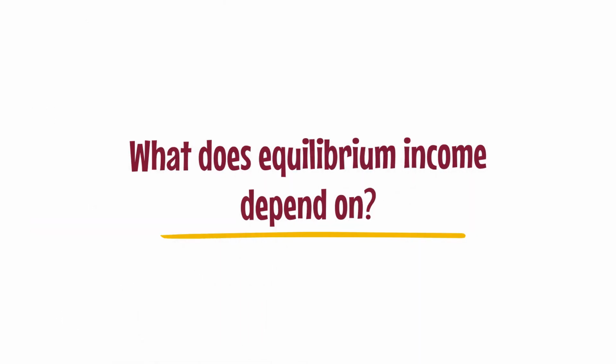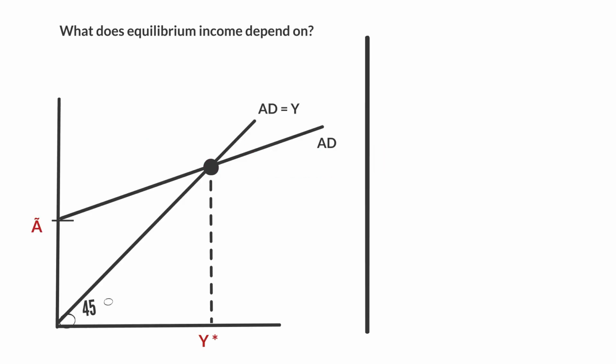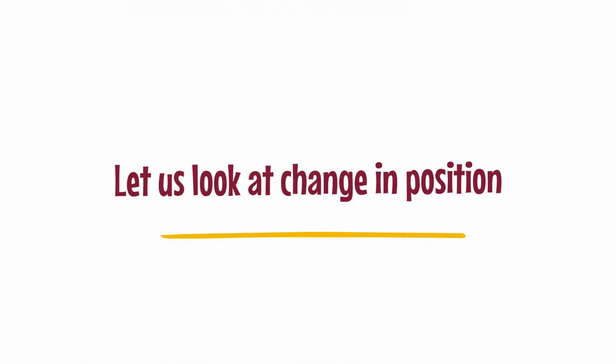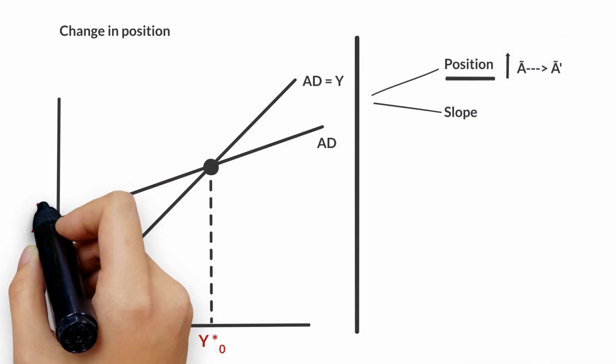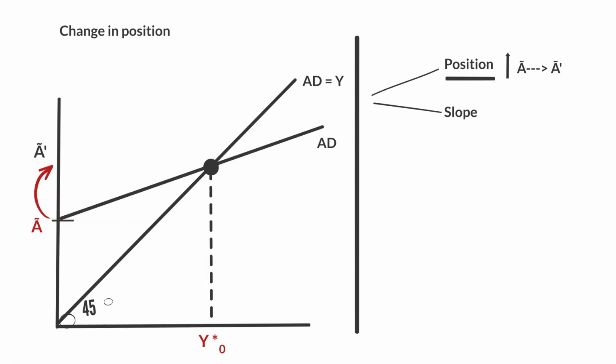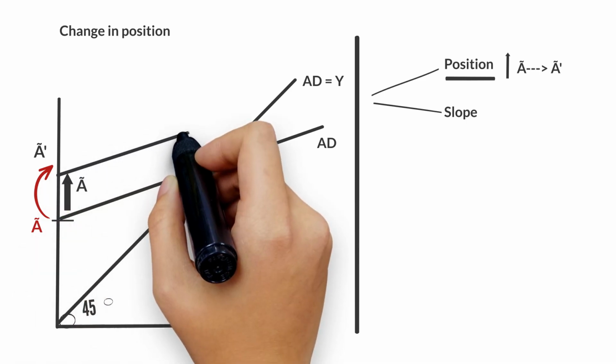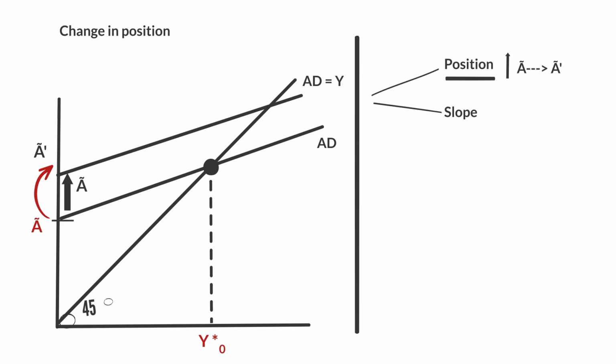What does equilibrium income depend on? The equilibrium income depends on the position of the curve on the one hand and on its slope on the other. Let us look at the change in position. If there is an increase from A to A prime, the value of aggregate demand on the vertical axis changes to A prime. This increase is equal to the increase in A, so aggregate demand shifts in parallel outward because the slope does not change.